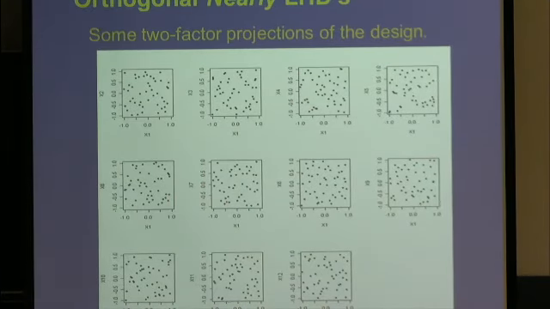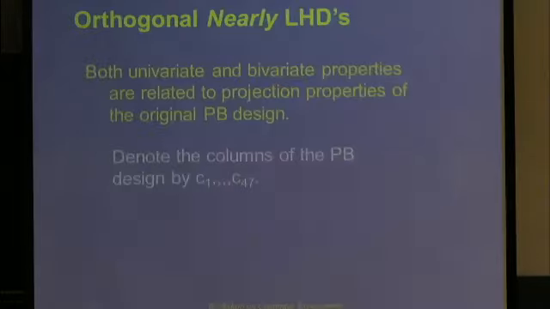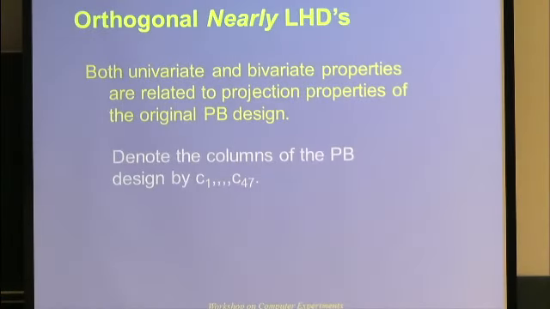I think they look overall pretty good. I don't think anyone would look at those and say, boy, this design is really awful. I think they look not bad. So what can you say about these properties? About the univariate and at least the bivariate properties. You can say things about higher projections, but I'm having enough trouble with these already, so I'm not going to go past that. Well, suppose you denote the columns of the original 48-run Plackett-Burman by C1 up to C47.